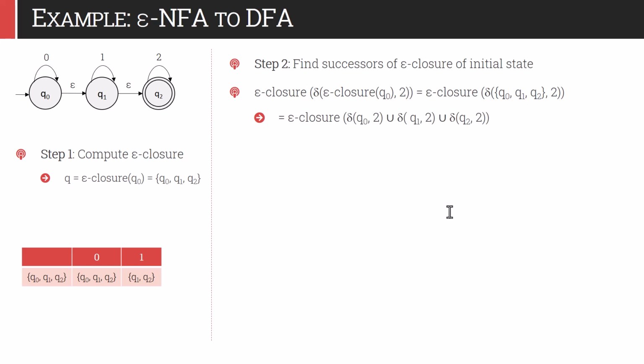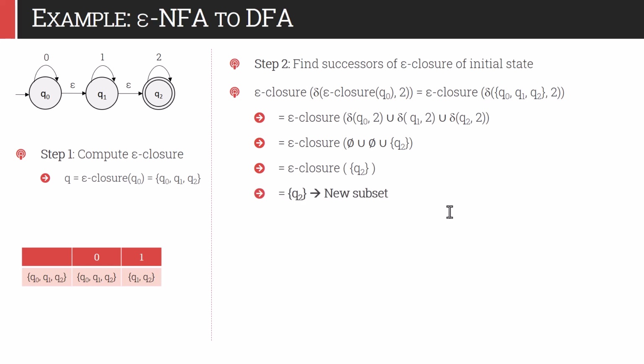Again, we will take the union of the delta transition function for all these three states Q0, Q1, Q2. And from the transition diagram, we can see that the only transition for input alphabet 2 is available from state Q2, which remains on the same state. So that is phi union Q2, and ultimately it is epsilon closure of Q2. And epsilon closure of Q2 is Q2 itself.